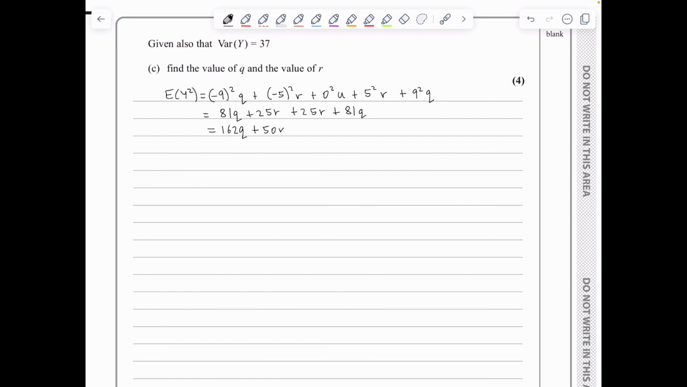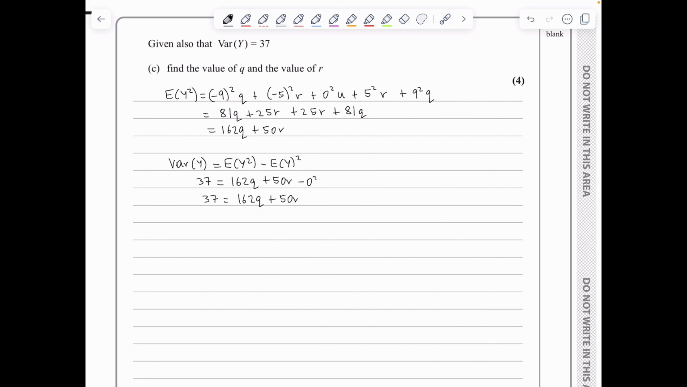Well, the variance of y is simply the expectation of y squared minus the square of the expectation. So this is 37 being equal to 162q plus 50r minus 0 squared. So it's simply 37 being equal to 162q plus 50r.